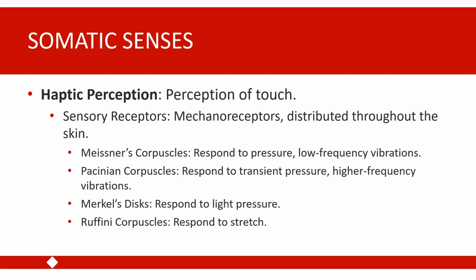So some of these mechanoreceptors respond to pressure. They might respond to different intensities of pressure. Some of them respond to low or high frequency vibrations, and some of them respond not to pressure on the skin, but to stretching of the skin. So these different sensory receptors are providing us with different information about where we are experiencing touch and the nature of that sensation.